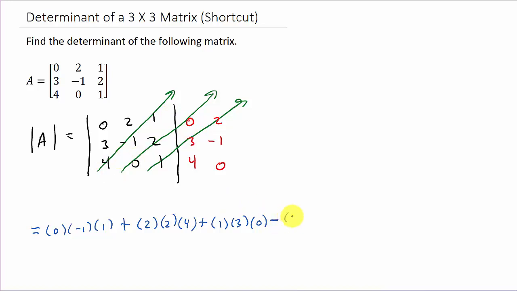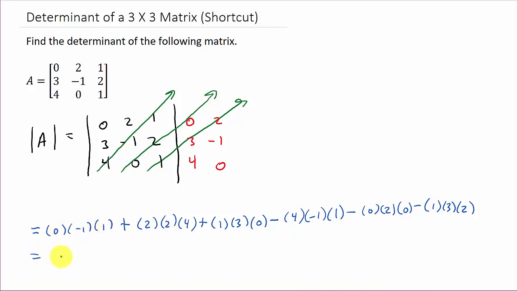Remember, we're subtracting them. So that's going to be 4 times -1 times 1, minus, and then I'm going to multiply these. That's going to be 0 times 2 times 0. And then I'm going to subtract, and then multiply these three, the 1, the 3, and the 2. So that's 1 times 3 times 2. Now it's just arithmetic. Let's see what we get.